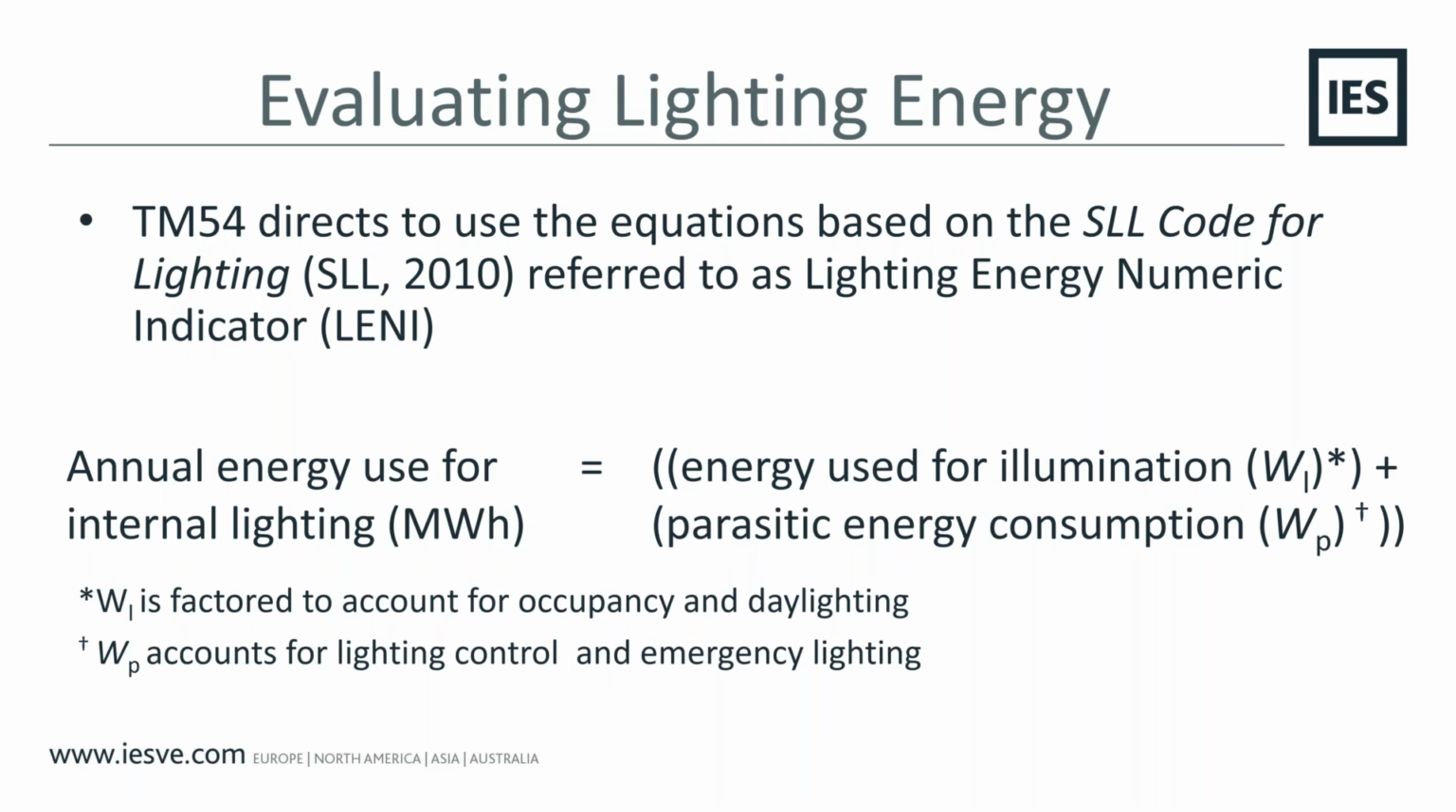TM54 directs us to use the Lenny approach to calculate the lighting energy use over a year, as laid out in the formula shown here. The Lenny calculation uses factors to account for occupancy, daylight dimming, and adds parasitic loads to account for the emergency lighting and the control systems.